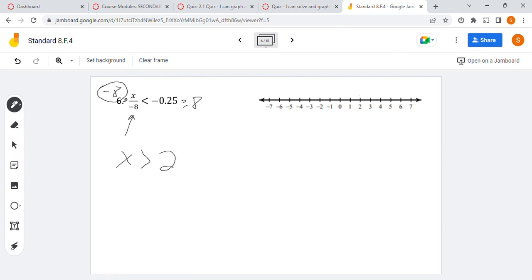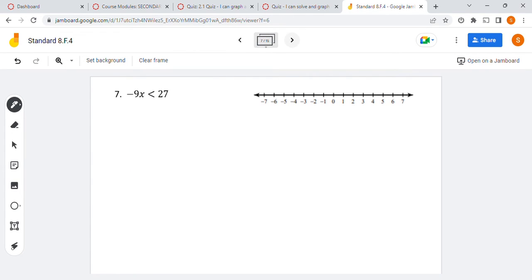Alright, that means that we have an open circle here at 2, and our solutions are greater than 2, so we're going to shade over here to the right-hand side. On this one, we have to divide by -9, divide this side by -9 as well. We get x, 27 divided by -9 is -3, and again we divide by a negative number, which means we need to switch the direction of the symbol, so that'll become a greater than. Alright, our solutions are bigger, so we're going to have an open circle at -3, and we're going to shade again to the right-hand side.